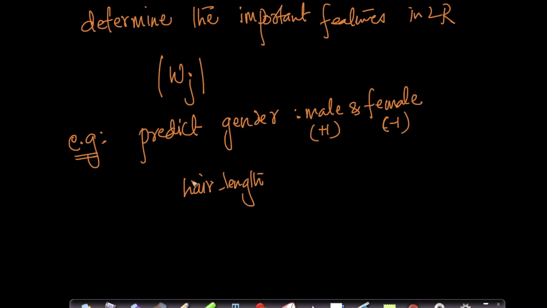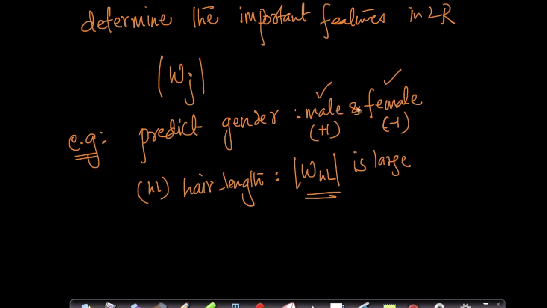So what happens is, for this feature, what would you get? This feature weight will be high, the weight corresponding to hair length. Let's call this feature HL. The absolute value of the weight corresponding to HL will be large, because this is very, very useful in determining whether somebody is male or female, because most women tend to have longer hair than men. That's the assumption we are making. Let's assume that's the truth. If that's the case, then hair length is very useful in determining whether the person is male or female.